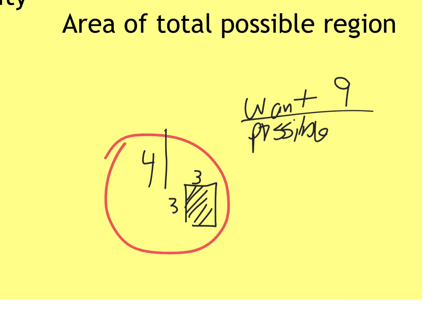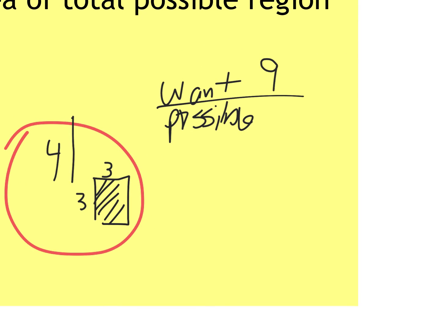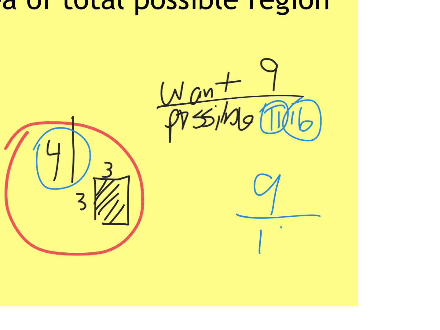All right, here we go. You should have said that it was pi r squared, which is pi times 4 squared, which is 16 times pi. Did you know to take 9 divided by 16 times pi? Raise your hand if you understood that. That's what you were supposed to do. Good.